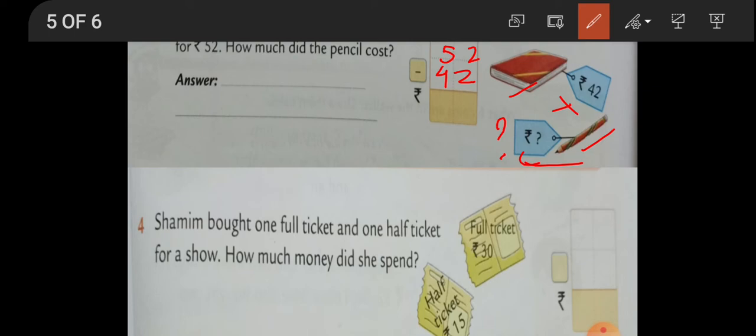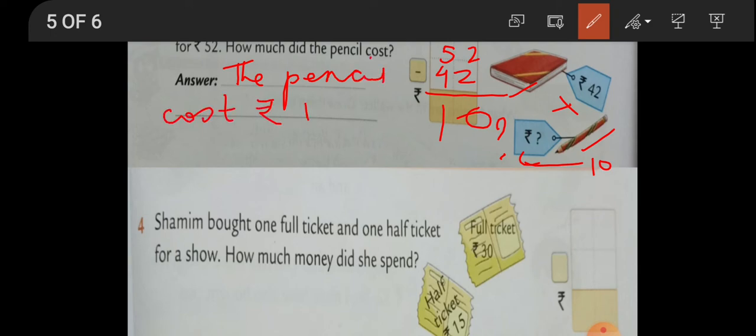Please remember. So let us subtract 2 minus 2. 2 finger up, 2 finger down, will give you 0. Now 5 fingers up and 4 fingers down. Yes, it gives you 1. So that means the rate of the pencil is rupees 10. So how much did the pencil cost? So you have to write, the pencil cost rupees 10. Okay, beta?